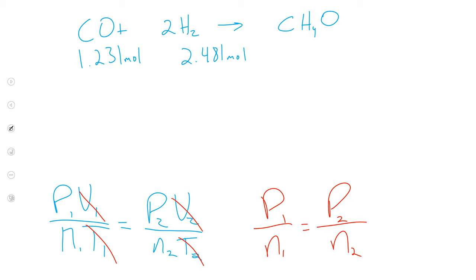So basically, this is a combination stoichiometry problem. It's both an excess reactant problem and a theoretical yield problem, right? We've got to know what's going to be left over. We want to know the total moles at the end. So we need to find how many moles are left over of whatever our excess reactant is. And we need to know how many moles of product we're making.